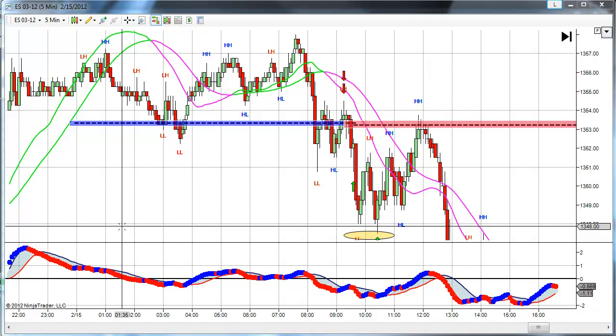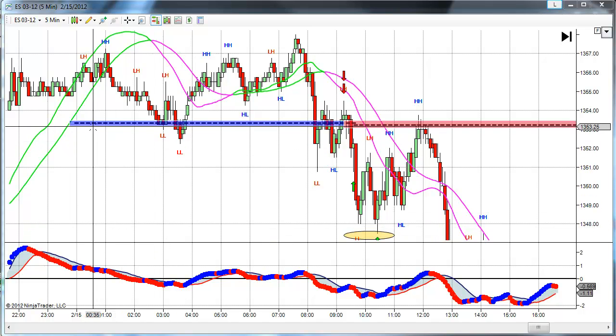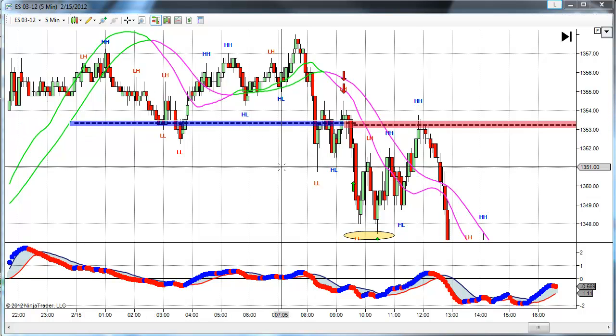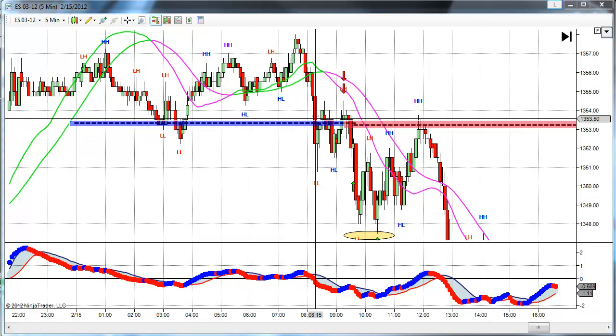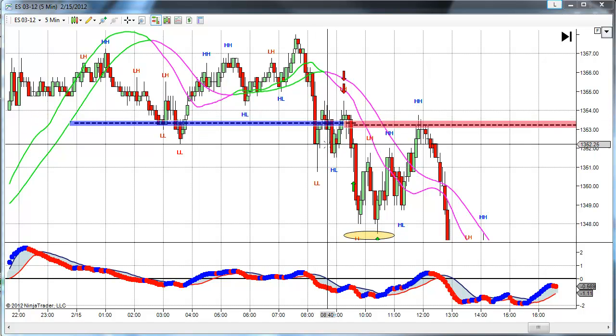This is a review of our trades for Wednesday, February the 15th, trading the S&P 500 futures contract, the E-mini, the symbol ES. We start off very early in the session with support at 53 and a quarter, 53 area. And it's very well defined until we come down to around 8:15, when we start to penetrate through it.